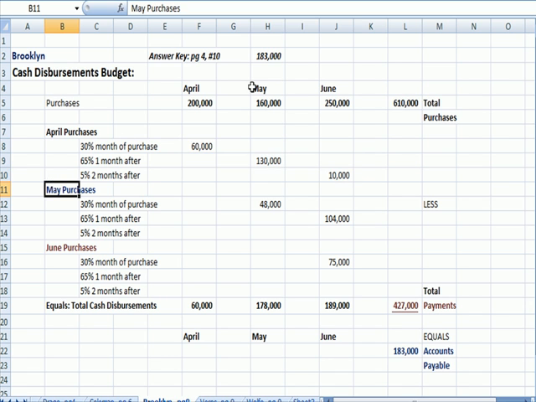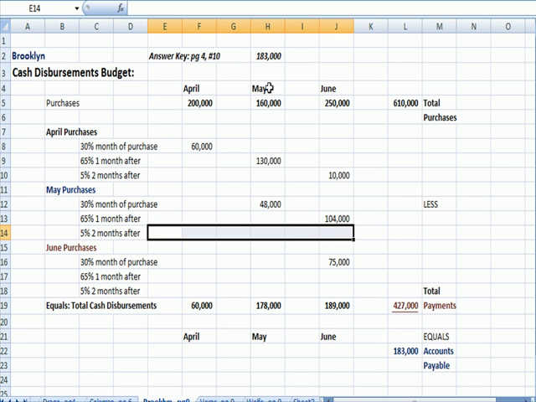May purchases. Total May purchases, 160,000. 30% of the May purchases are paid for in May, the month we buy the stuff. 65% in the month following, June. 2 months after May is July, which is not included in our analysis, so you can see that for this line, 2 months after, for May, there's no number.